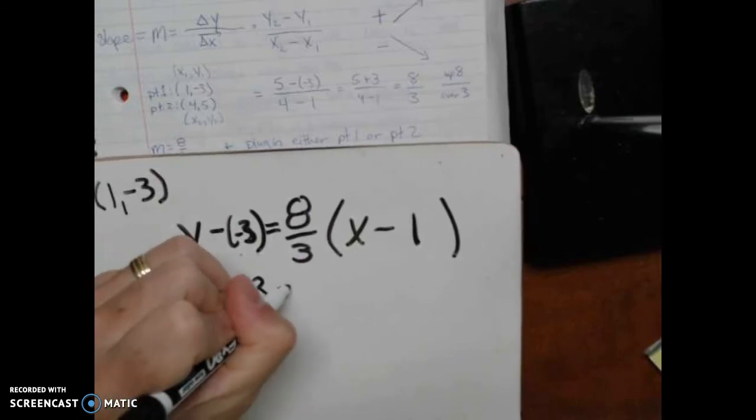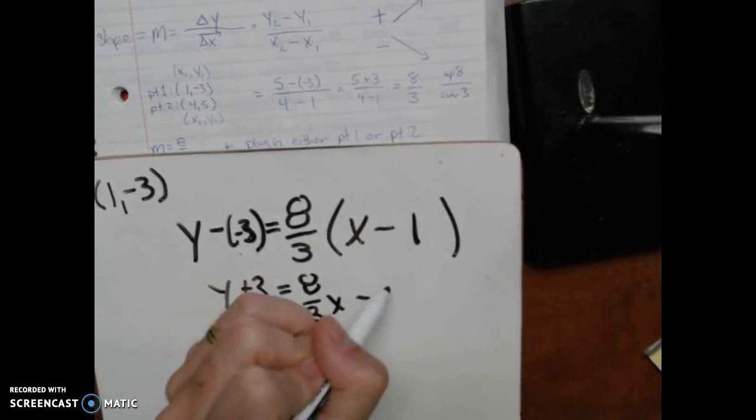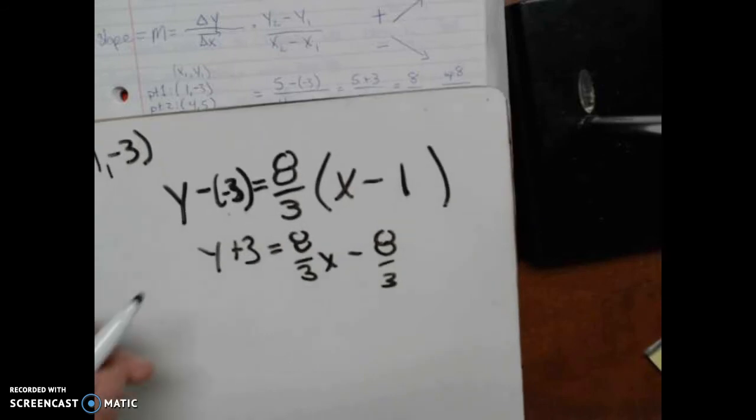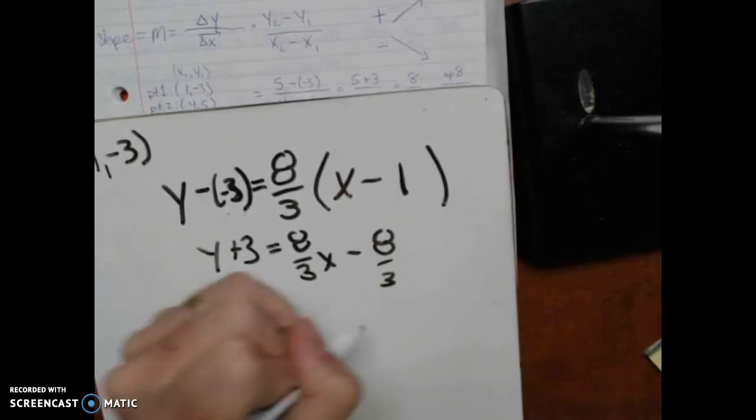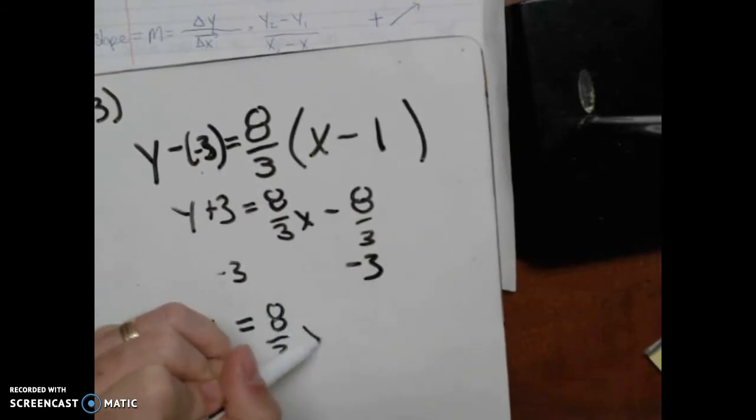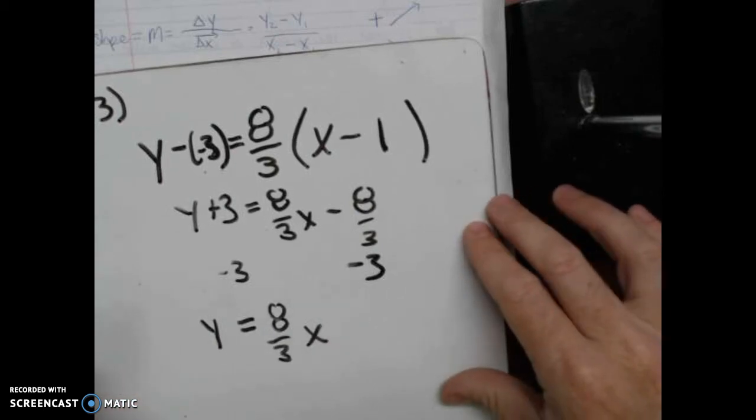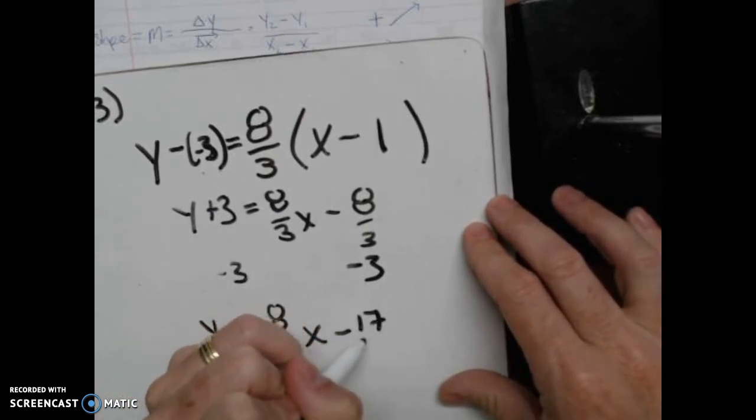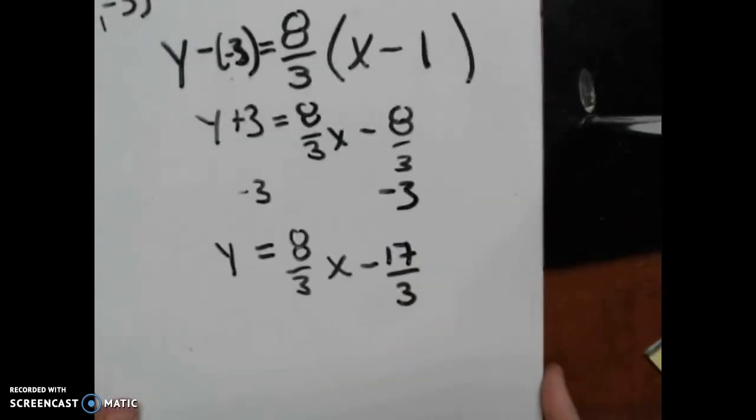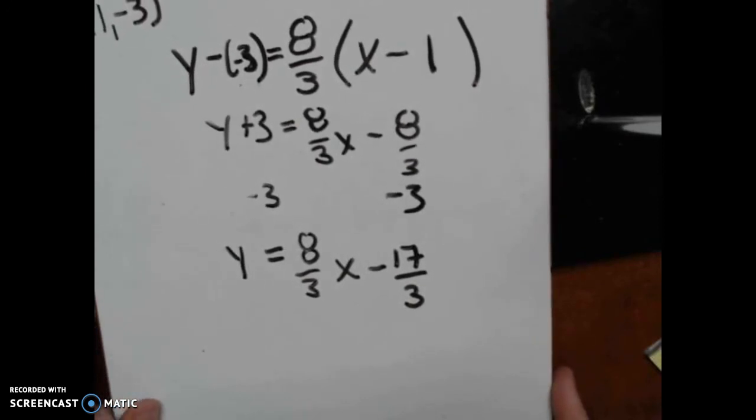So this is y plus 3 equals, and they'll do the expansion over here, 8/3 x minus 8/3. And then we gotta subtract 3 from both sides and finish this out. 8/3 x. And then minus 3, that's 9/3. So negative 8/3 minus 9/3 is negative 17/3. See, that's the same thing that we got before. It's the same answer. Used a different point, but that's because those points are on that line with that slope.